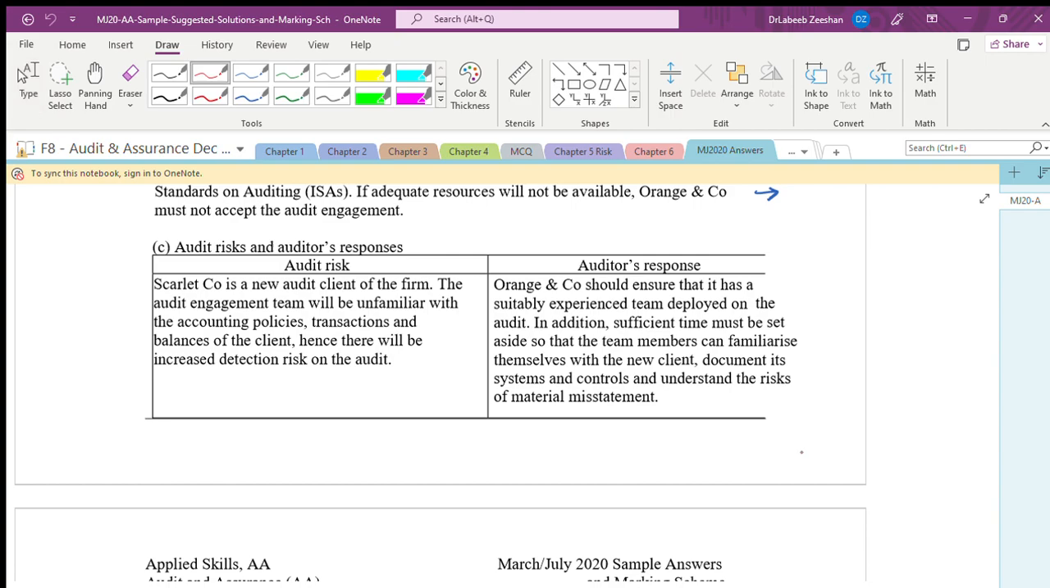The first audit risk is that he is a new client. Is it right? He is a new audit client to the firm. The engagement team will be unfamiliar with the policies, transactions, and so on. This is the new client.